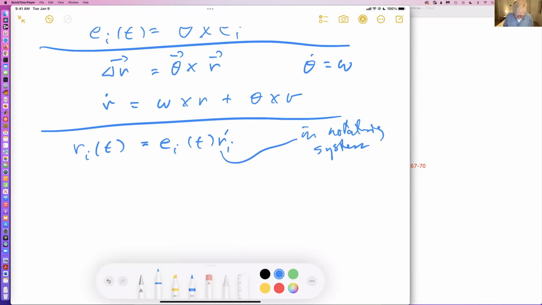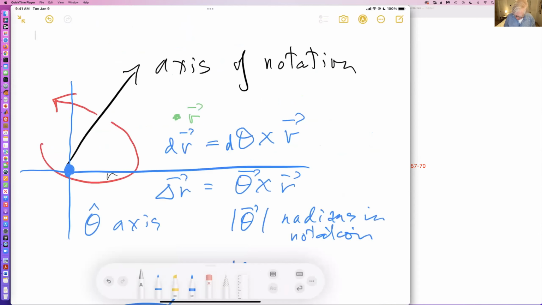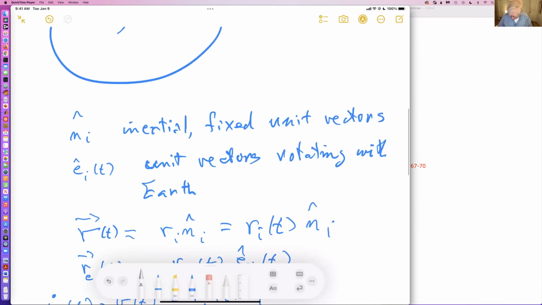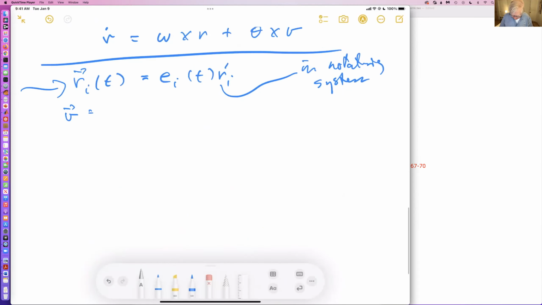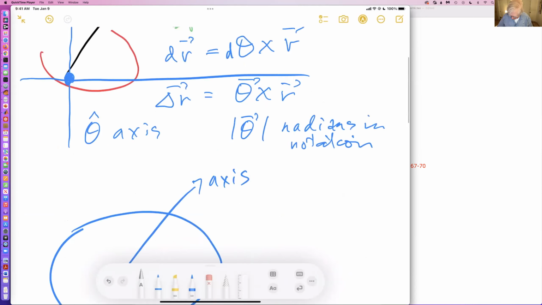So now this is the vector. We can think of this one here as the vector in the inertial system, I for inertial. And so the actual velocity, or the ith component of the velocity, I just stands for inertial. So this is R.